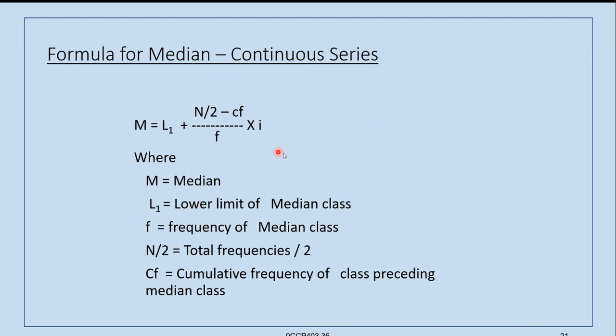What are the items? To quickly recap what we have seen in the earlier examples and in the last lesson also. L1 is the lower limit of the median class. N by 2 is total frequencies by 2. CF is the cumulative frequency of the class preceding the median class. F is the frequency of the median class. And i is the class interval.